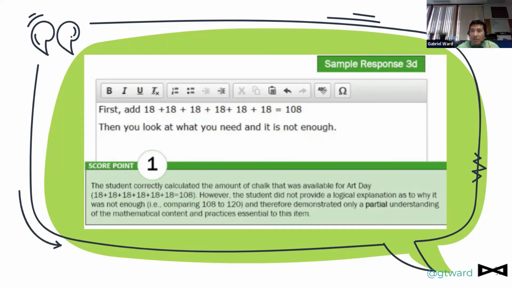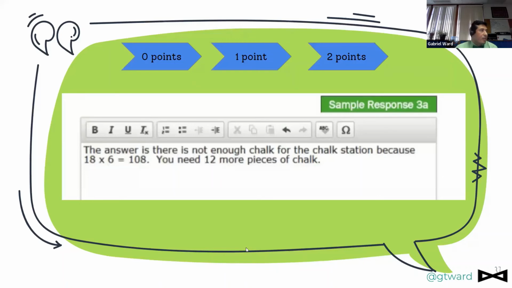So I think that's a really important distinction. Don't just have them do this. Instead, have them do the actual performance task first, and then grade some student samples. Now we have a better idea of what's expected of us, how I score a 2. Let me go ahead and try and revise my own. So we're going to look at one more student sample. It says the answer is there is not enough chalk for chalk day or chalk station because 18 times 6 equals 108, and you need 12 more pieces of chalk.